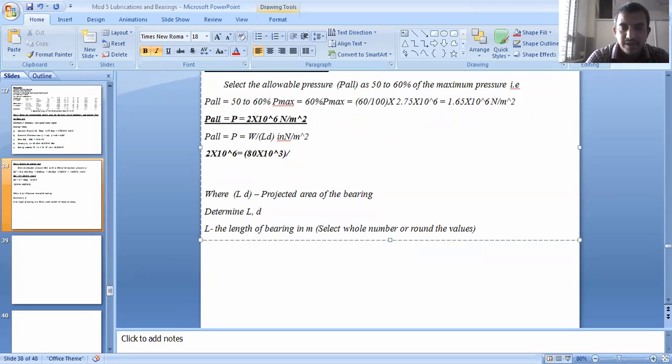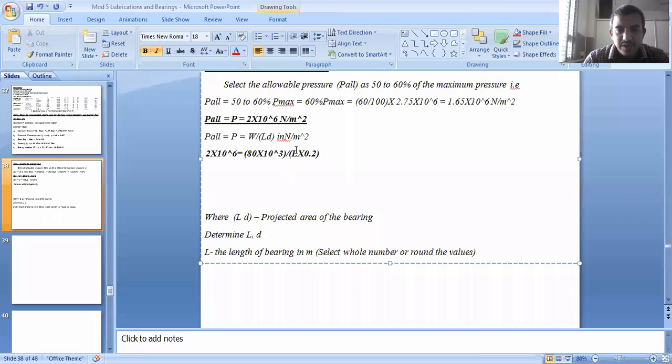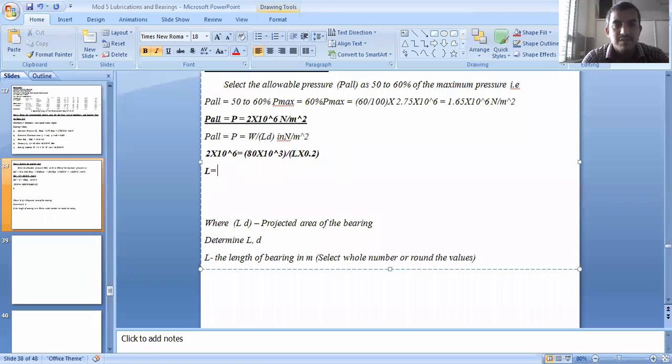Kilonewton divided by L, the length of the bearing, which is unknown. You go for determine, right? Into D. How much is D? 0.2. Now from this, which is the unknown here? Unknown is L. Now what is the value of L? Sir, 0.2. Yes, 0.2. This is the 0.2 length.